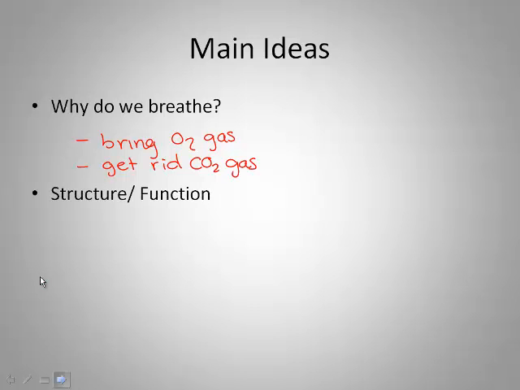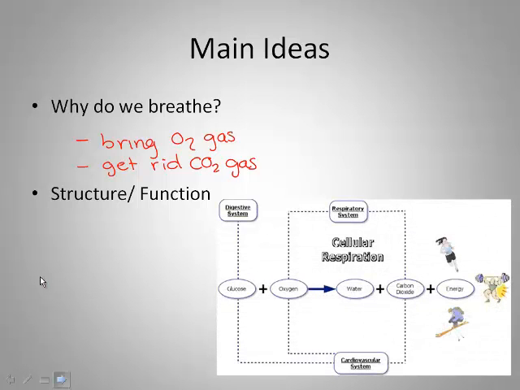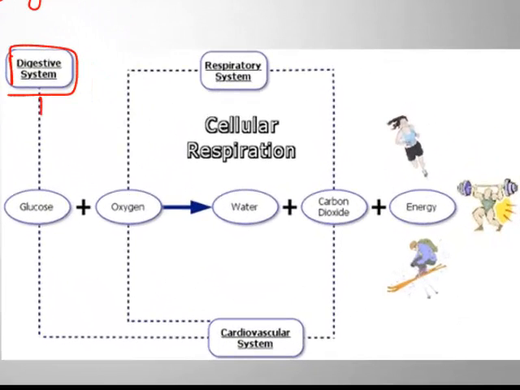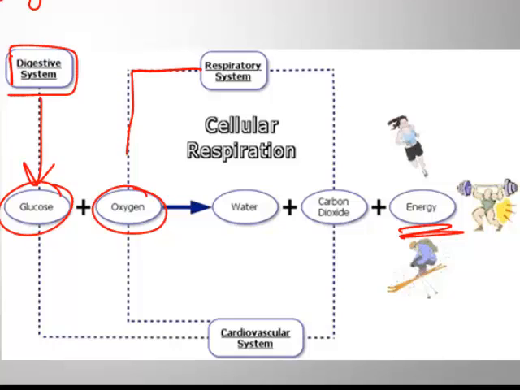Another main idea, structure and function. What they look like in the pathway and what their function is. And we can look at one of our reactions, making connections with our past unit. In our digestive system, we broke down starch to produce glucose, and then that reacted with oxygen to create the energy that we need. So in order to create that energy, our respiration system needs to bring in that oxygen to react with our glucose, and this creates carbon dioxide waste that we want to expel.